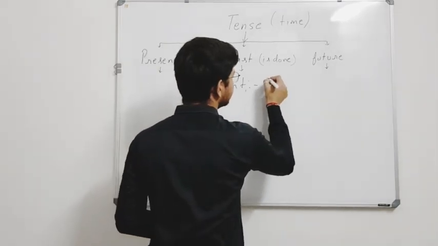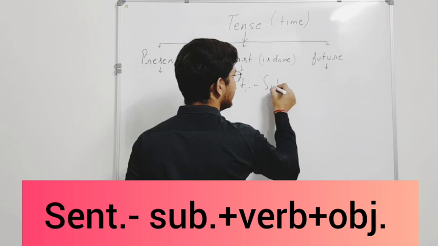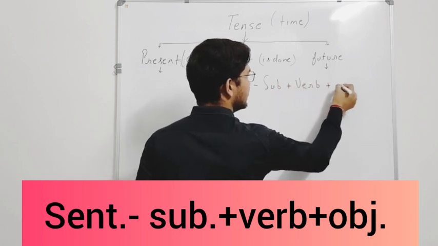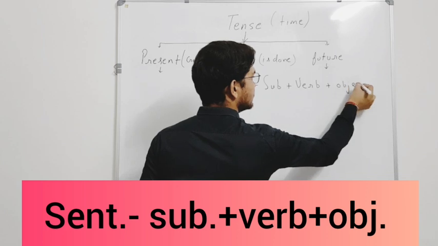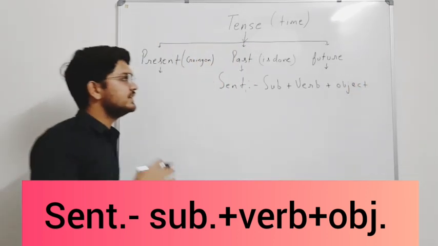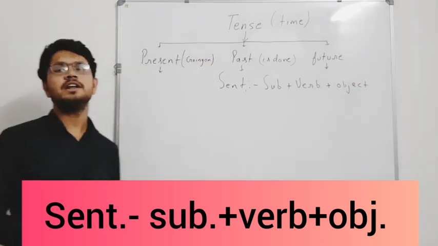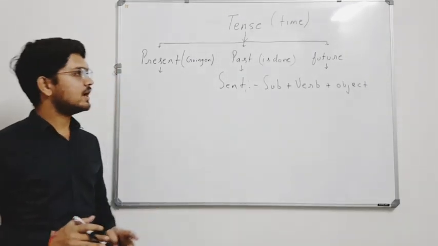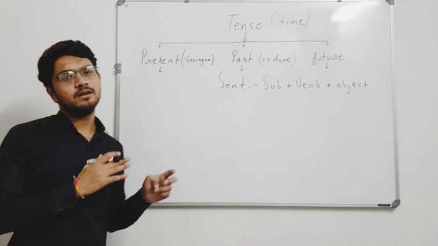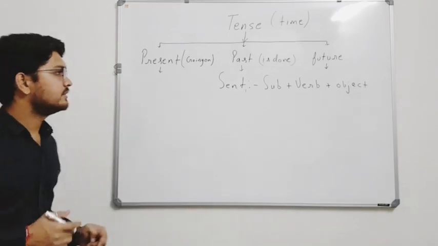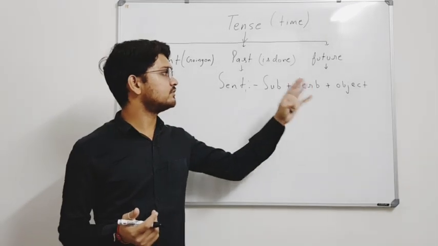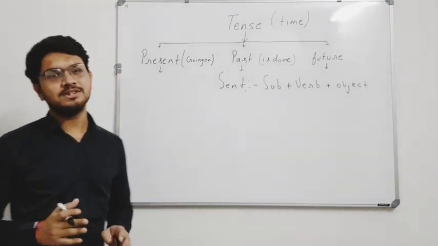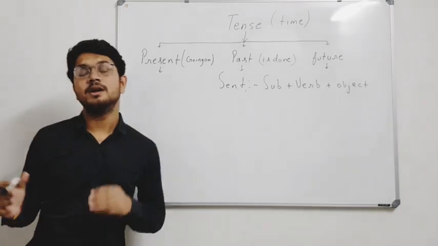That is, first of all we need subject plus verb plus object. So these 3 things we definitely need to make a sentence first of all. Okay, this can be a sentence with subject and verb, object can be replaced sometimes, but to make a proper sentence we need 3 things: subject, verb and object.